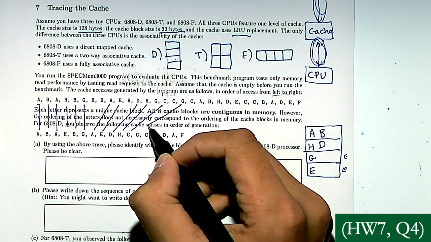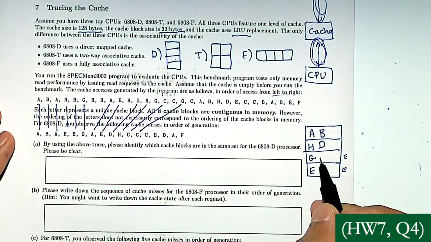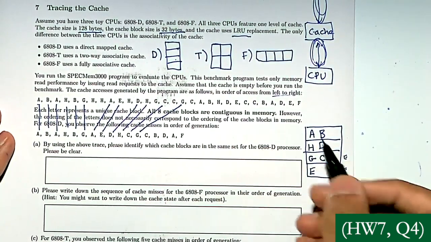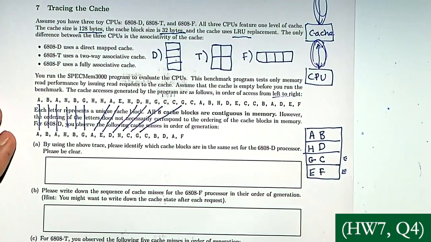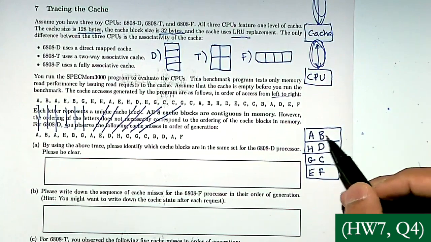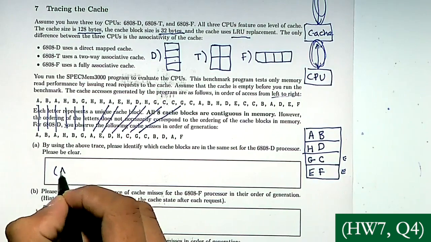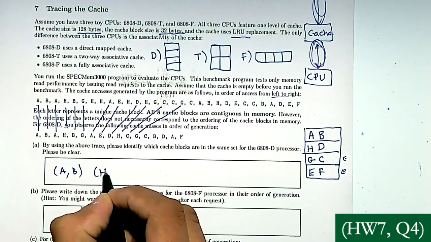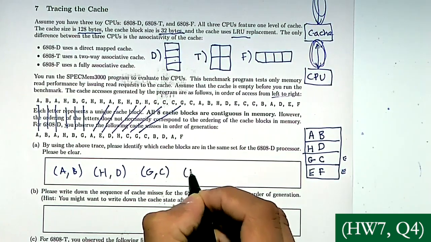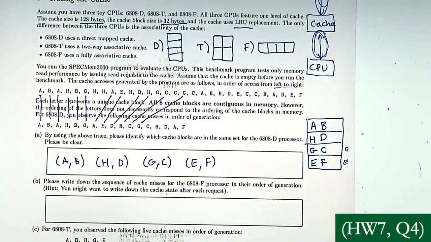And then we bring in G, and we see that G is a miss. So G has been evicted in the past, and the only thing it could have been evicted by is C. So G has to belong with C. And finally, the only thing that we have left is F. So at this point, we know which cache blocks belong to the same set, right? And so this is our solution. So we can say A and B belong together, H and D belong together, G and then C, and then E and F. Right? So we've solved part A at this point.